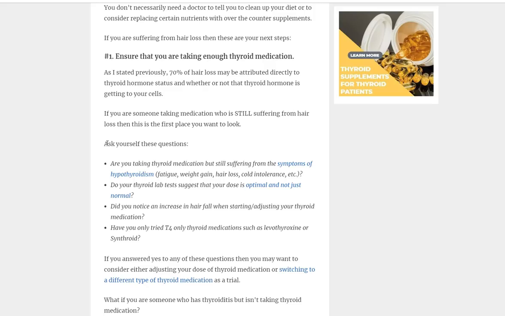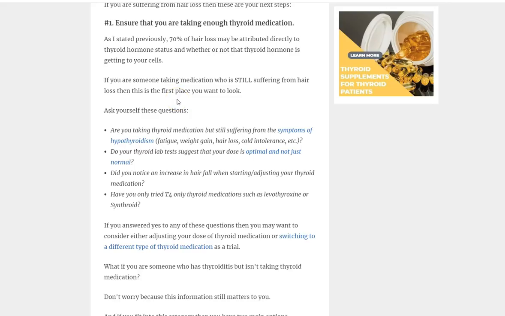Now, there are going to be two groups of people listening to this. Those who are already taking some sort of thyroid medication and who are experiencing hair loss even though they're taking this medication. Then there will be another group of people who have Hashimoto's thyroiditis. They know they do, but they're not taking any thyroid medication. So we're going to talk to both groups of people here. So first of all, if you are taking thyroid medication and you are not noticing any improvement in your hair loss, I have a couple questions that I would have you ask yourself.